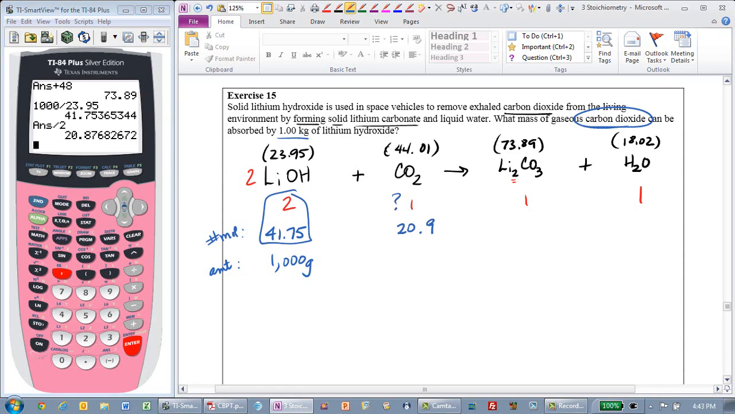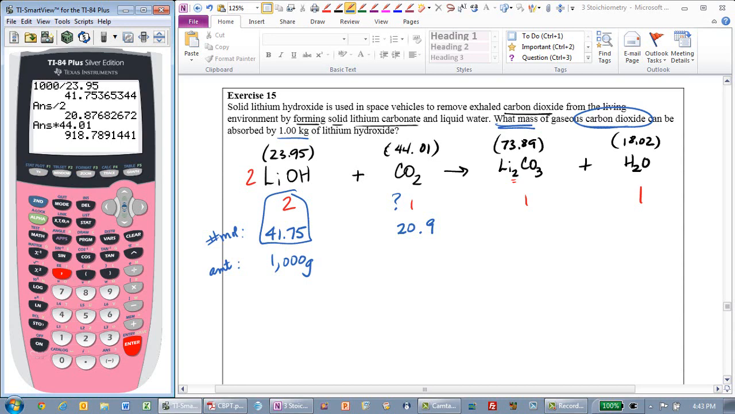All right, so then how do I answer the question? They wanted to know what mass, so I need grams. So number of moles times molar mass will make that happen. So I'm taking that number that's in the calculator and now multiplying it by the 44.01 for a molar mass, and I get 918.7989 blah blah blah. Do not write all that calculator vomit down.